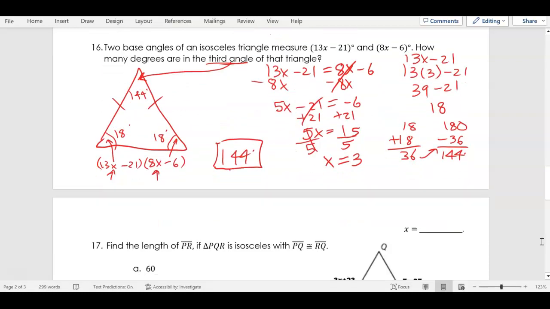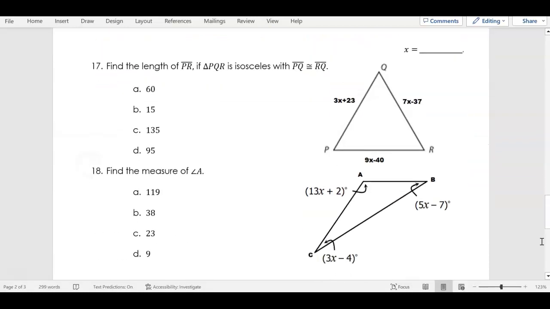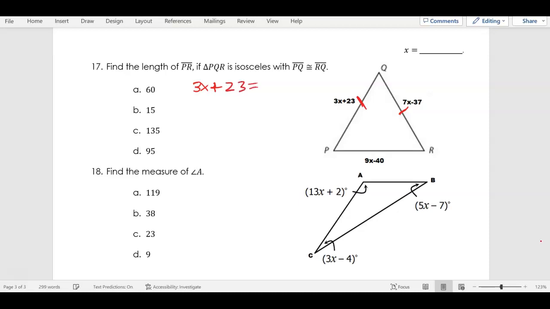Cool. 17. Let's find the length of PR. Well, if we know it's isosceles, where PQ equals RQ, so I'm going to set those two tick mark ones equal to each other. 3x plus 23 equals 7x minus 37.